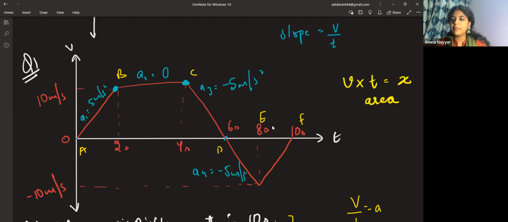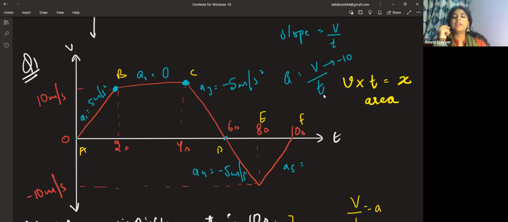Martin, you only complete. You tell me between E to F, what should be acceleration 5? Final velocity, minus 10. You're getting acceleration is minus 5. Minus 10. Yeah, velocity is also minus 10. Acceleration is also minus 10. But acceleration is velocity divided by time. If velocity is minus 10, time duration, didn't you take? Yeah, 2.